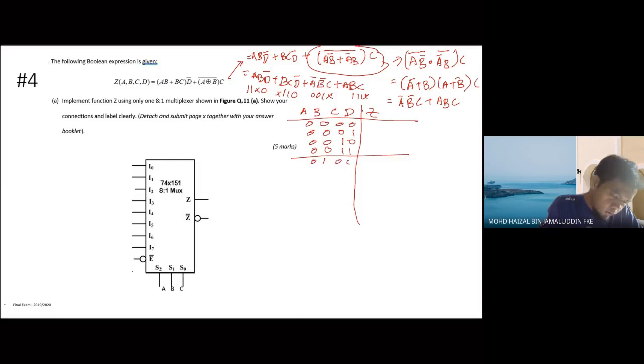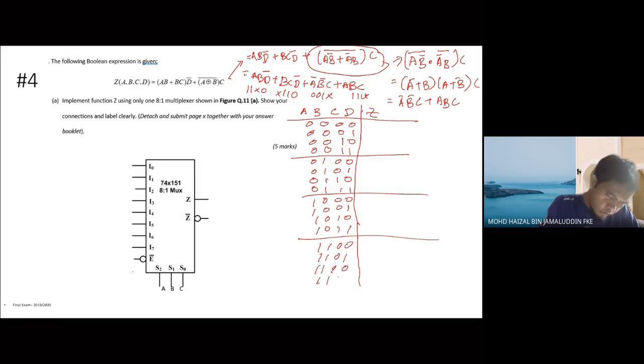0 1 0 0 0 1 0 1 0 1 1 0 0 1 1 1, 1 0 0 0 1 1 0 1 0 1 0 1 1, and 1 1 0 0 1 1 0 1, 1 0 1 1 1 1.